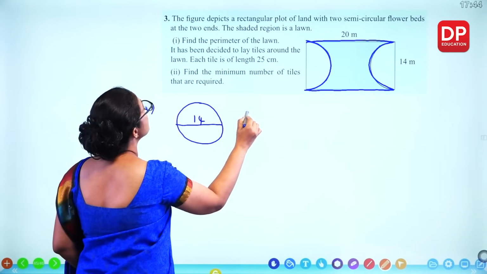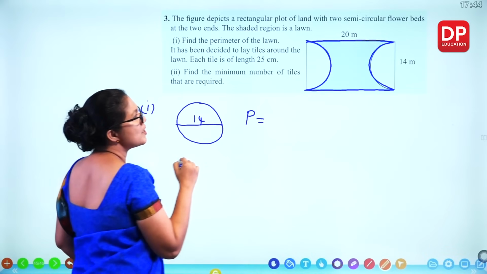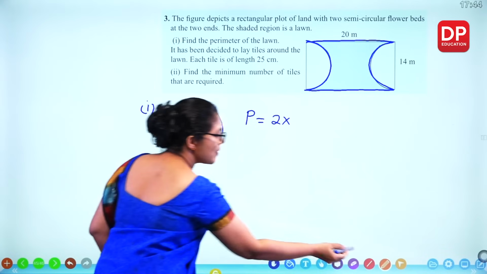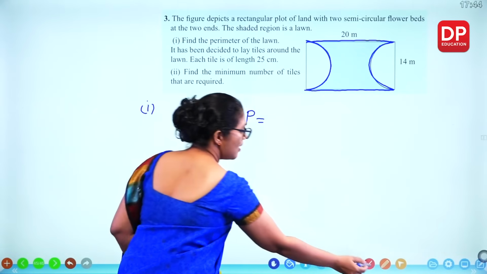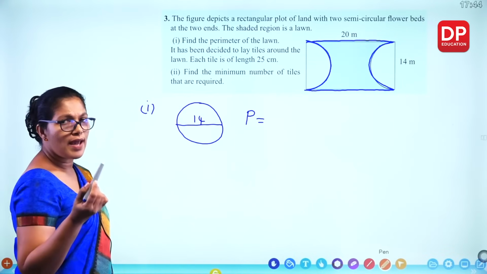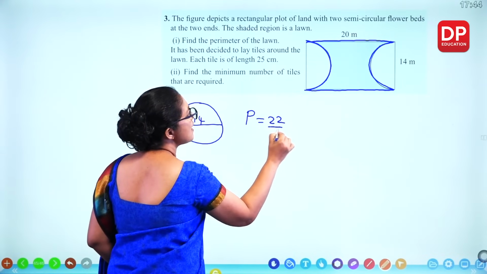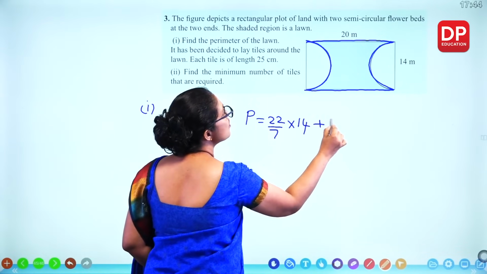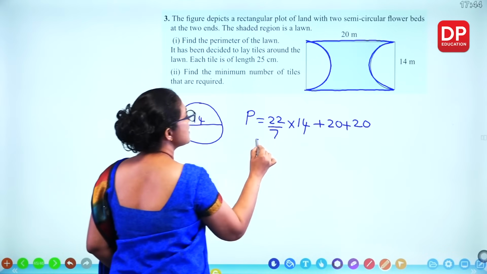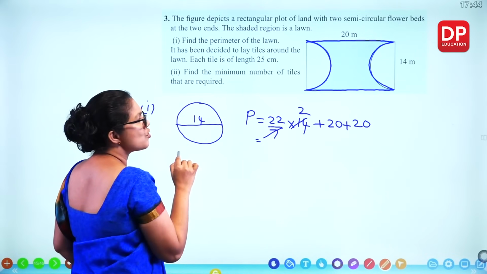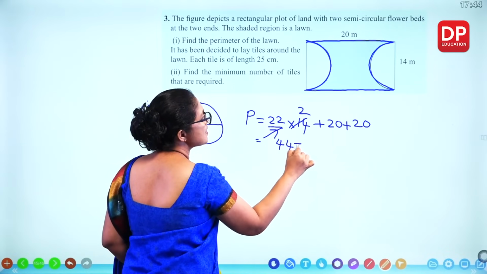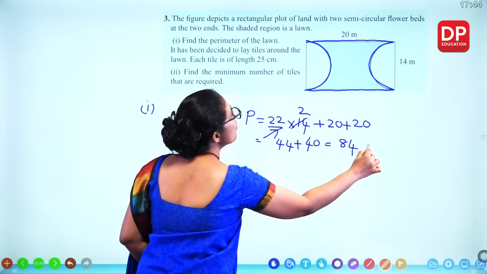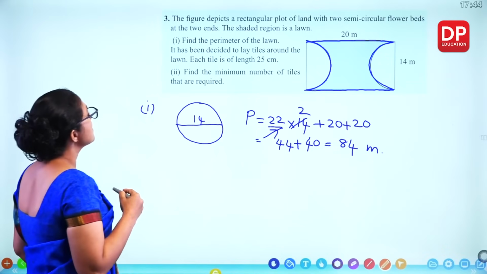So what's the answer for the first part? Perimeter is equal to 2 pi r or pi d, because here diameter is given. So you can use pi d. So 22 over 7 times 14. Pi d, that's the full circle, plus 20 plus 20. So what's the answer? 7 times 2, 22 times 2 is 44 plus 40. You get 84 meters. What's the second part?